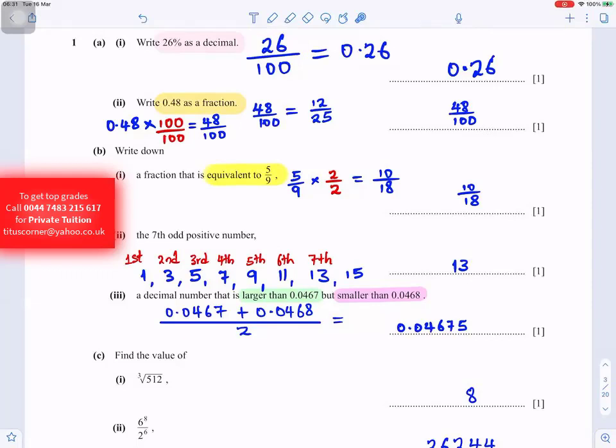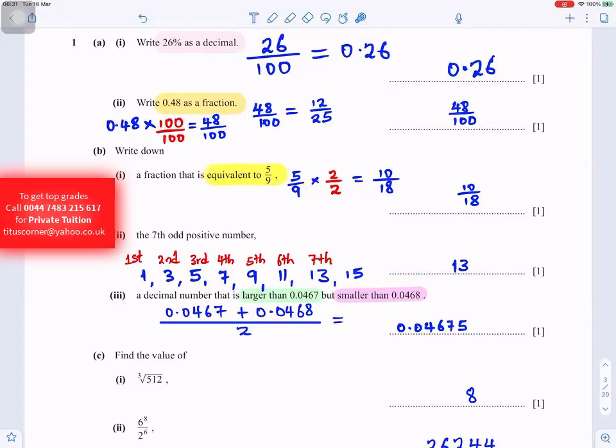Part 2, write 0.48 as a fraction. Because it's 2 decimal places, you can multiply by 100 over 100, which is 1, so it's like times by 1. So 0.48 times 100 will give you 48, and 1 times 100 will give you 100. So it's 48 over 100 as a fraction, which you can simplify. If you divide by 4, you will get 12 over 25, or you leave it as 48 over 100.